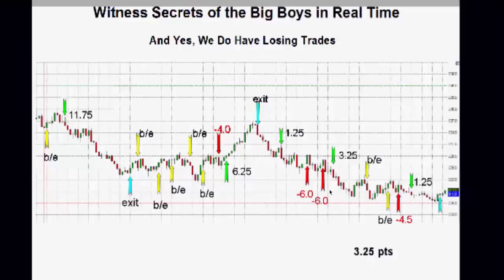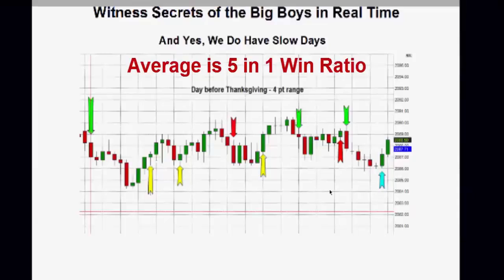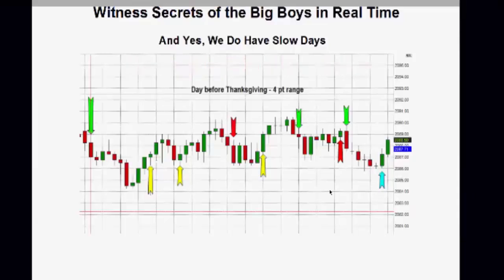These days will happen. They don't happen very often, okay? You won't see this very often. In fact, this is the day before Thanksgiving. It's a 4-point range day. It's a really small range day trading, so it's really frustrating. Score here, we break even, have a loser, winner, loser, and we finally get out, we virtually break even this day. It's the day before Thanksgiving.